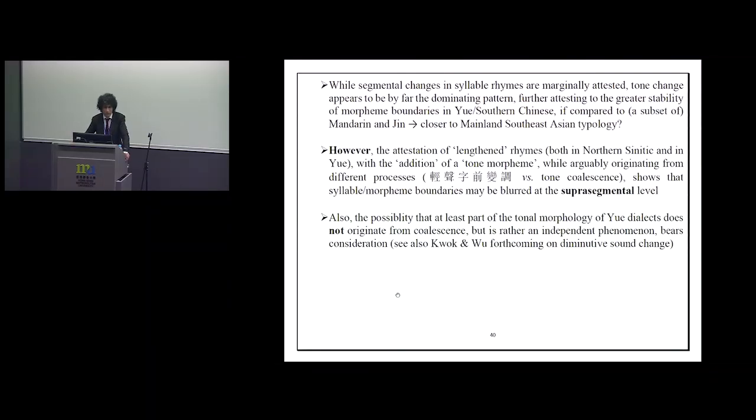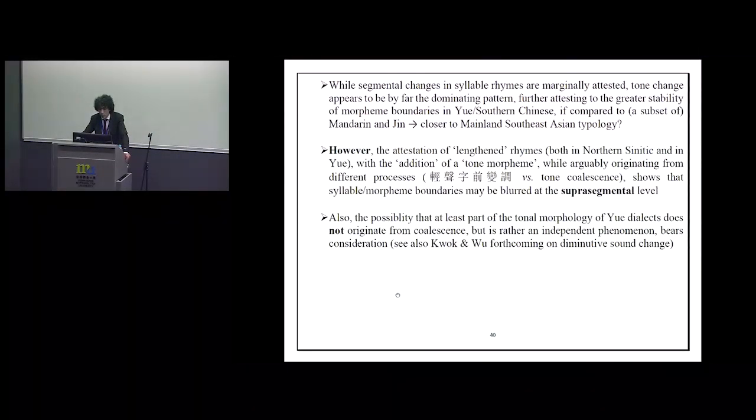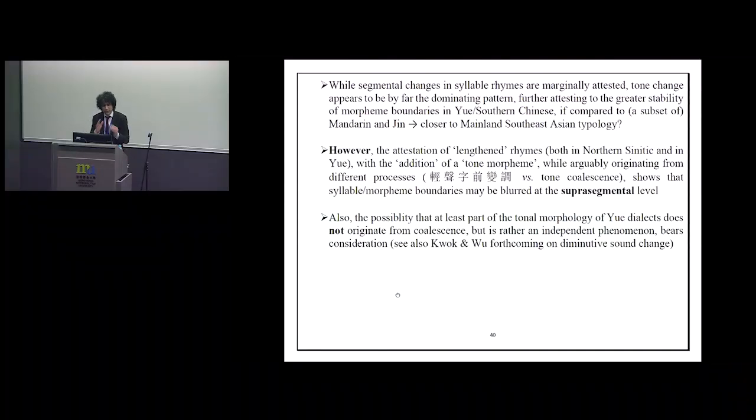typology, as expected. However, the attestation of lengthened rhymes, both in Northern Chinese and Yue, with the addition of tone morphemes, while they originate probably from different processes, in one case you have 形成之前变调, in the other case you have this tone coalescence, it shows that syllable morpheme boundaries, even though they are stable at the segmental level, may be blurred at the suprasegmental level.